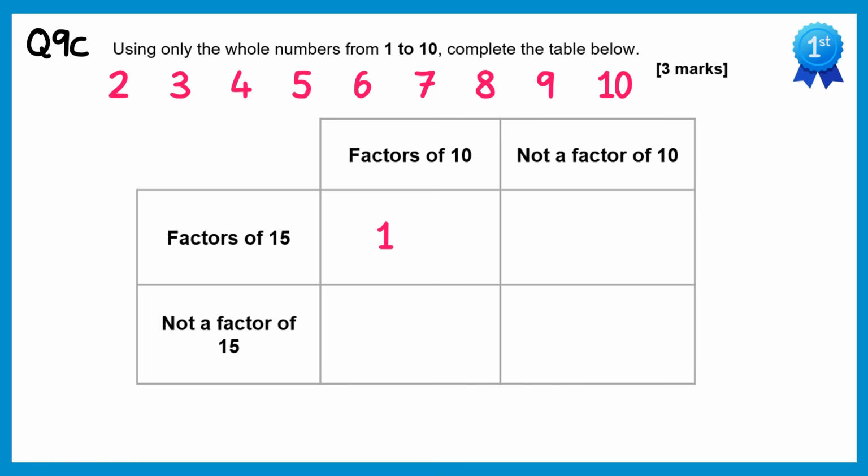Then we move on to 2. Well, 2 goes into 10, but it doesn't go into 15. So that needs to go in the box that's a factor of 10, but not a factor of 15. Then we move on to 3. Well, 3 doesn't go into 10, but it does go into 15. And then 4. Well, 4 doesn't go into 10 or 15. Then 5. Now 5 is a factor of 10, and it's a factor of 15. It goes into both of them.